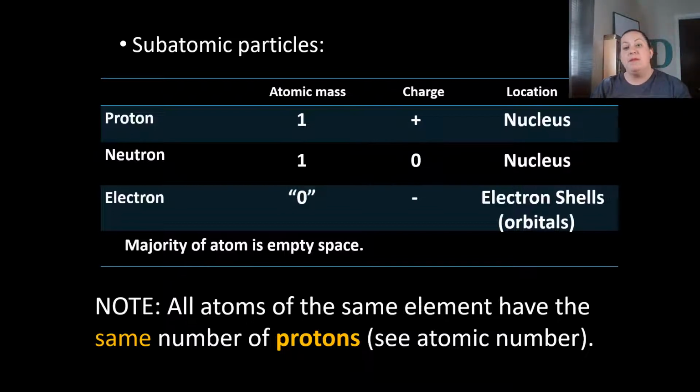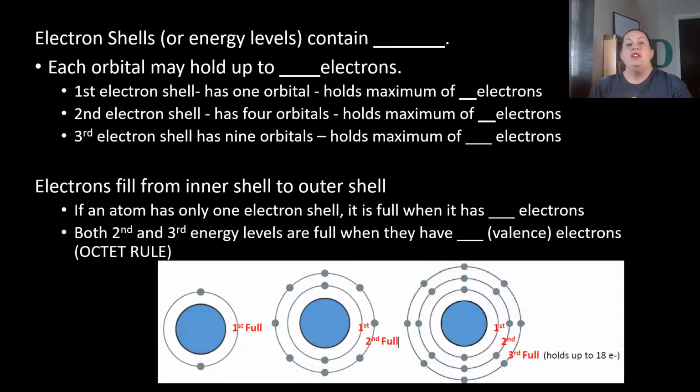All atoms of the same element have the same number of protons. So when we talked about oxygen being number 8, that tells us there were 8 protons present. The protons are known as the atomic number, which we'll talk about in a second. Looking at the electrons real quick before we move on, those electrons are found in shells or energy levels that are around the nucleus. They are also known as orbitals.